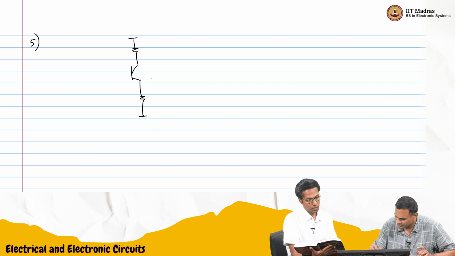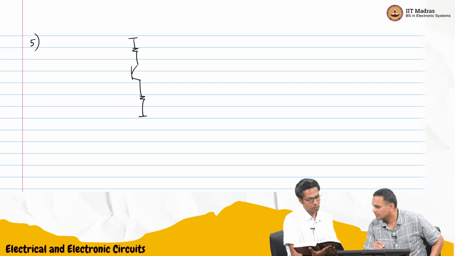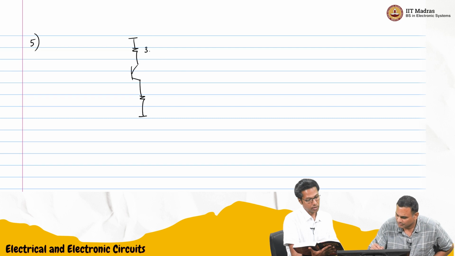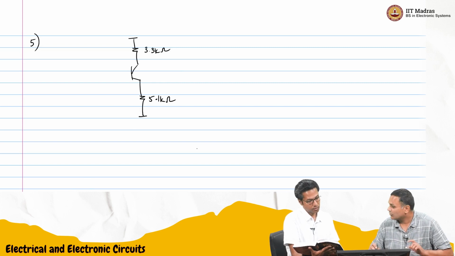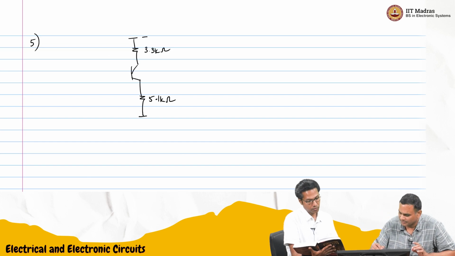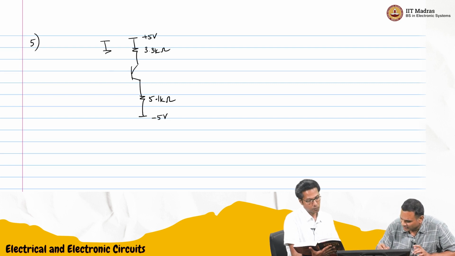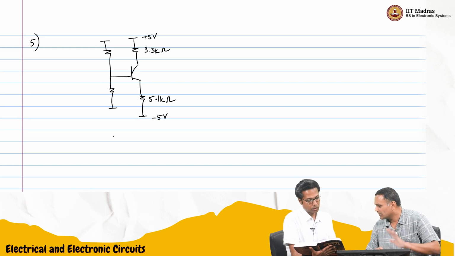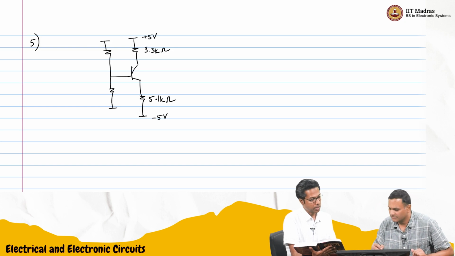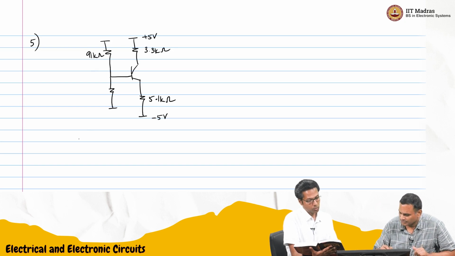Yeah, 3.3 kilo ohm, 5.1 kilo ohm, and the base resistors. What is the supply voltage? Plus 5 and minus 5. You have two resistors on the base to bias it, and they go between the two supply voltages. The top one is 91 kilo ohm, the bottom one 150 kilo ohm.